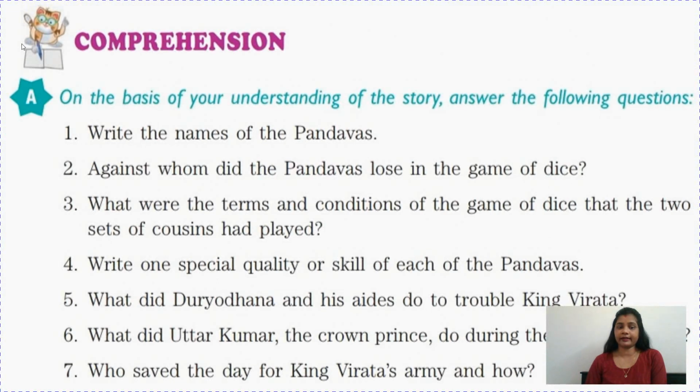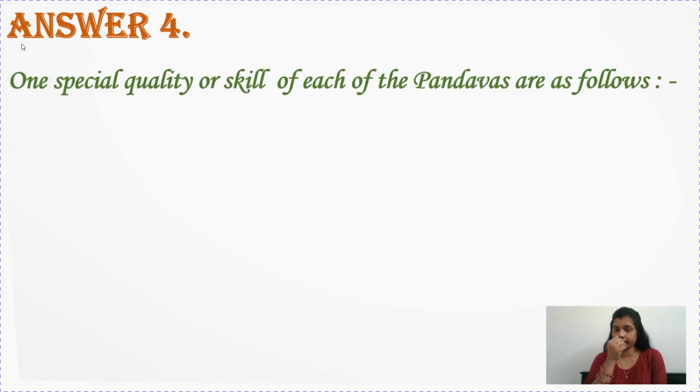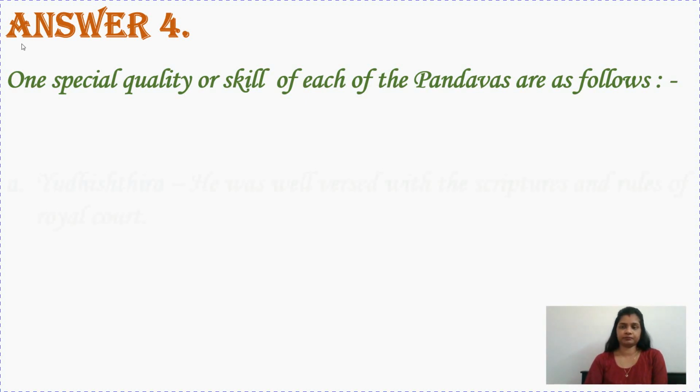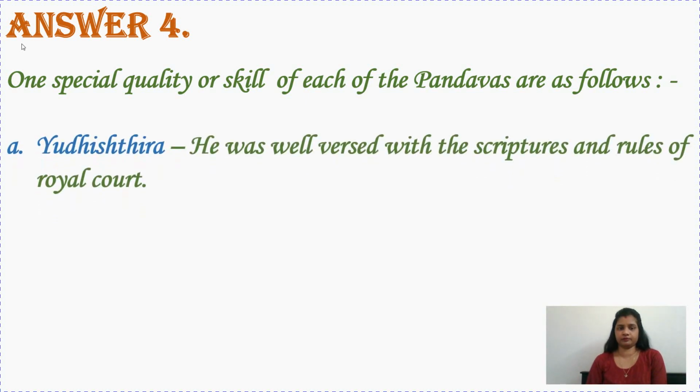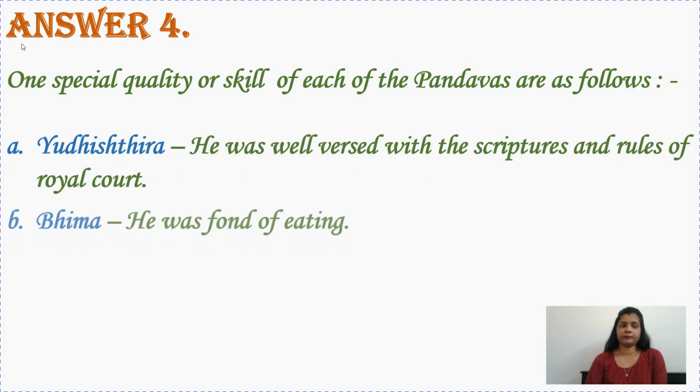Question number 4 is write one special quality or skill of each of the Pandavas. So children, we have already read that the Pandavas lived in disguise, they hid their identity and they took a new name and profession. So let's read. First was Yudhishthira. As we know, he was well versed with the scriptures and rules of the royal court, so he became the advisor of the king.